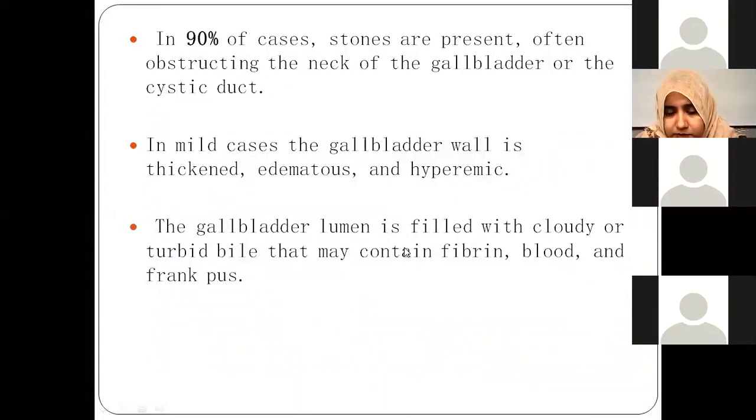In 90% of cases, gallstones are present, often obstructing the neck of the gallbladder or the cystic duct. What can obstruct the duct? It's the gallstone which can obstruct the duct. In mild cases, the gallbladder wall is thickened, edematous, and hyperemic. Remember one thing, whenever there is inflammation, either in the gallbladder or in the pancreas, you have to remember the signs and symptoms that you have learned in general pathology of inflammation, which are rubor, calor, dolor: pain, tenderness, redness, and loss of function.